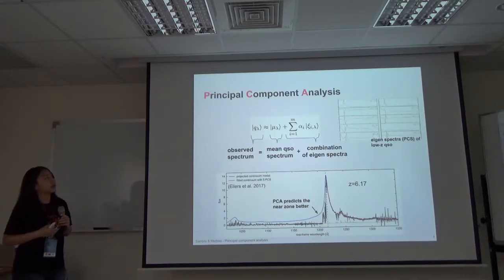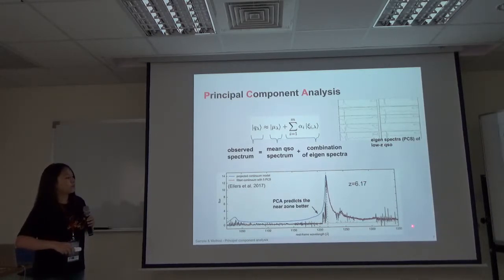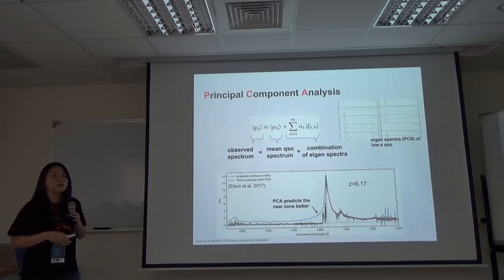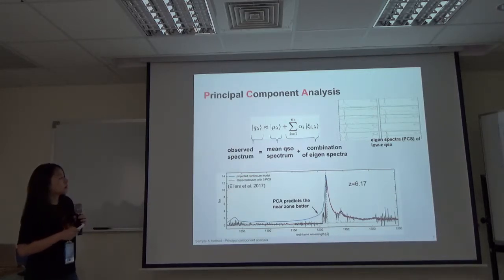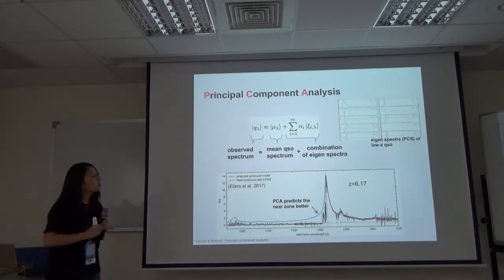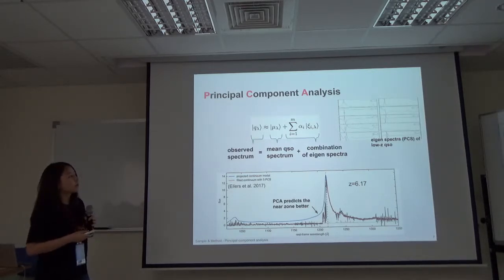So instead we use the PCA, where we fit the intrinsic spectrum to the red side of the quasar spectrum by using a combination of the eigenspectra of quasars. Then we can predict the blue side. Here we can see we have a better prediction in the near-zone region. The eigenspectra, or the principal component spectra, are derived from a huge number of low-redshift quasars.